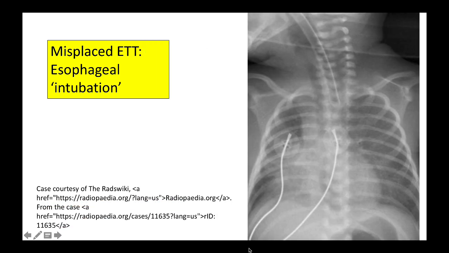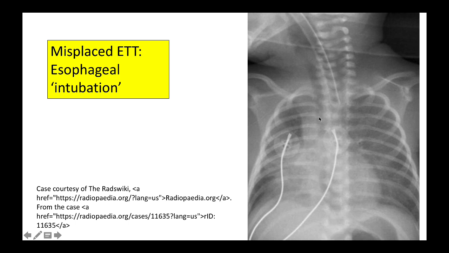And here again, another x-ray that someone posted for our education. Here you can see that there is a completely separate air column from where the ET tube is placed. And again, the lungs are hazy and collapsed. This all adds up to the fact that the tube is in the esophagus and not in the trachea.